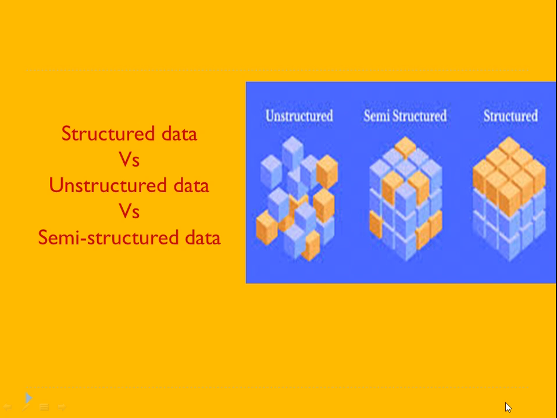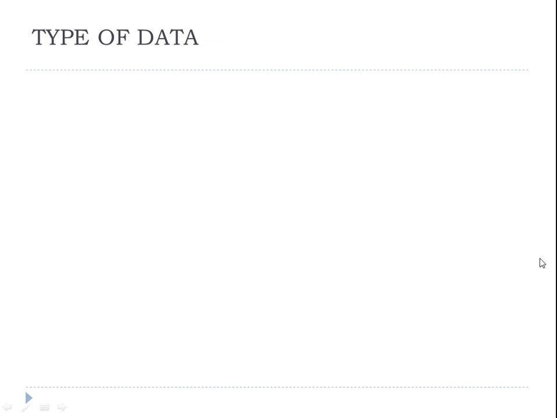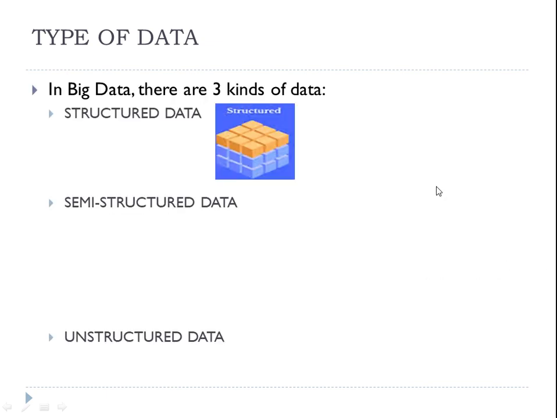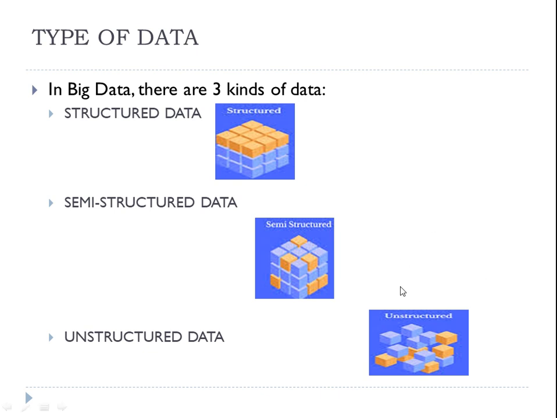Now data can be classified into these three types: structured, semi-structured and unstructured, based upon its format, scalability and analysis implications. So let's first try to understand what is structured data. As this picture itself shows, structured data looks more organized. Semi-structured is kind of between structured and unstructured data in terms of organization, and unstructured data is a completely unorganized way of storing the data.